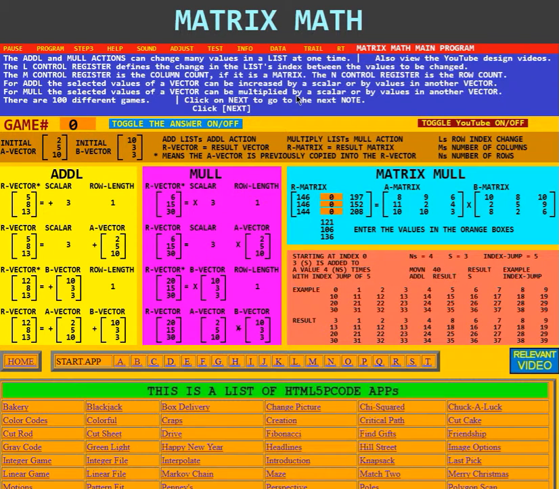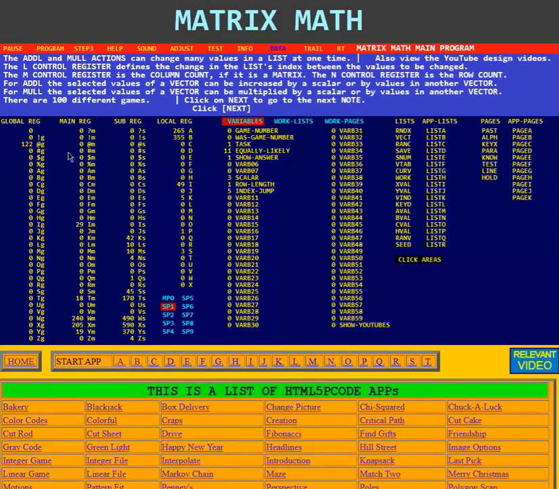This is the video for the data option for the Matrixmath game. I'm going to click on data in the red stripe. Here we see the global registers, the main registers with their values, and the sub-registers and local registers for subprogram 1.